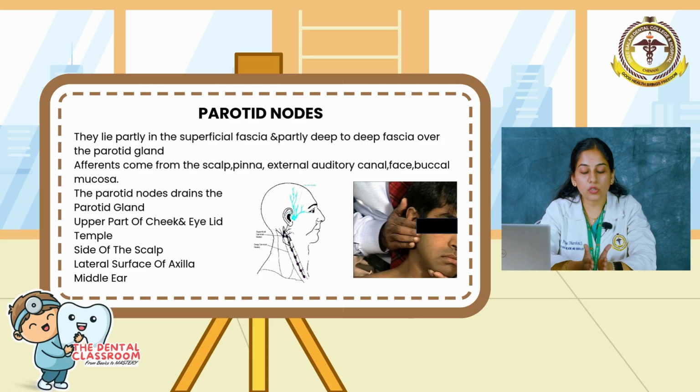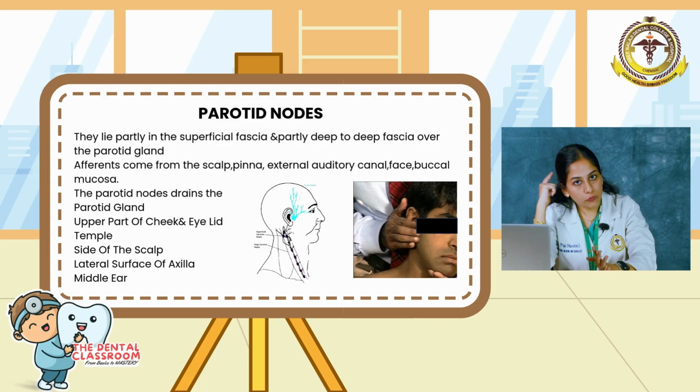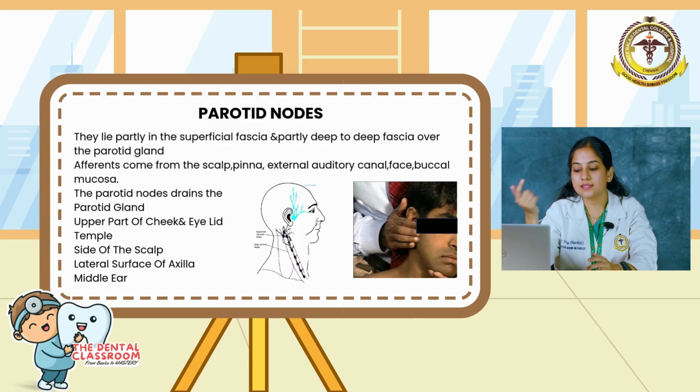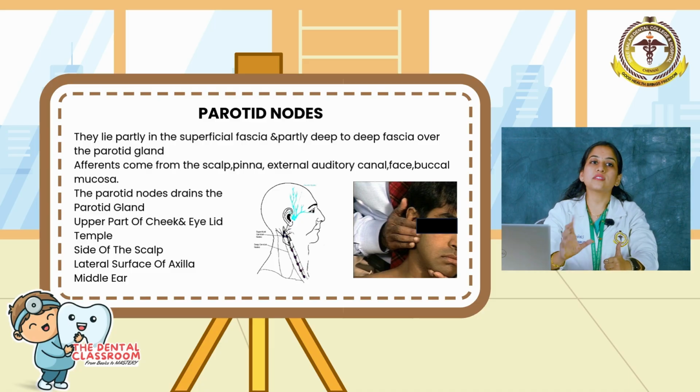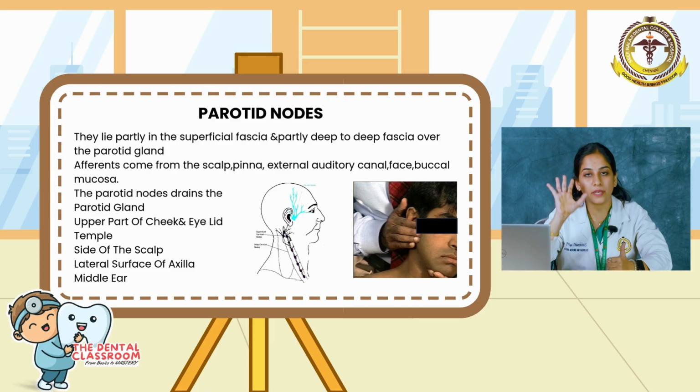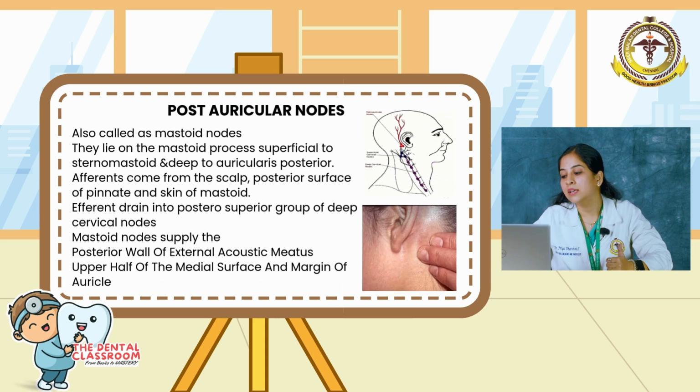So basically the parotid node drains the parotid gland, which is the major salivary gland, the upper part of the cheek, temple, side of the scalp, lateral surface of the auricle and the middle ear. To put it simply for easy understanding, the parotid node drains the parotid gland. Next we'll move on to the posterior auricular nodes.